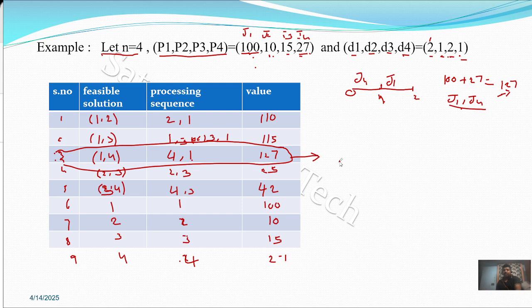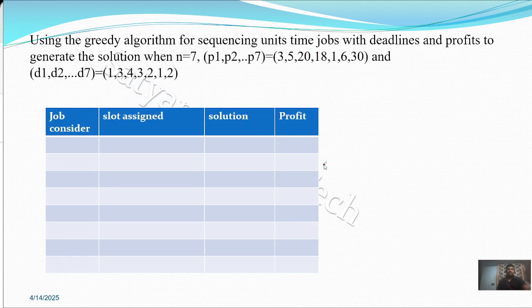Now we can see another example. In this problem the number of jobs is 7. Here you can see P1 to P7, and these are the profits of those jobs, and these are the deadlines of the jobs.